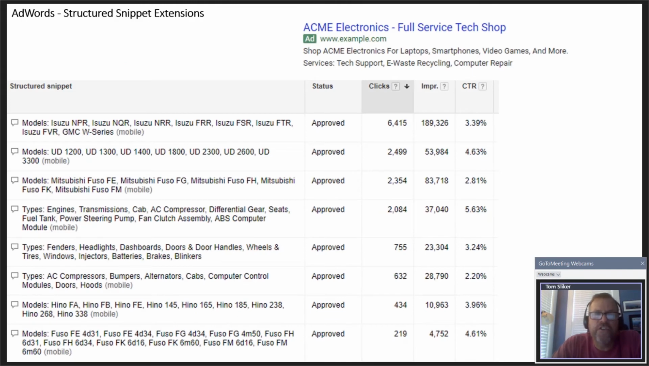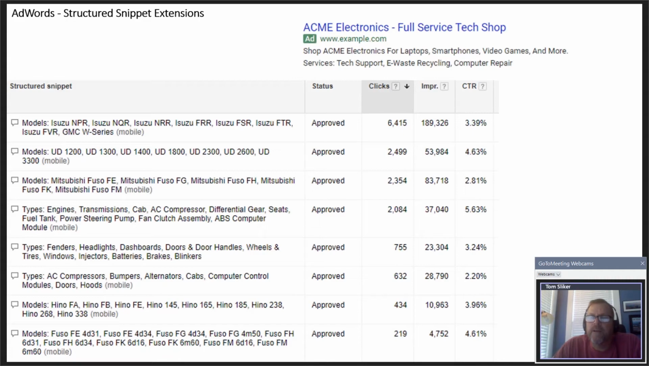Another one is called a structured snippet. In this example, under Acme Electronics, you can see underneath it says Services: tech support, e-waste, and computer repair. These structured snippets are specifically about things like models, types, or maybe services, as in this case. You list these things, and Google will display them as they see fit, based on the search and what they think would be most effective. It's just another thing that Google will do for you to help get more clicks.